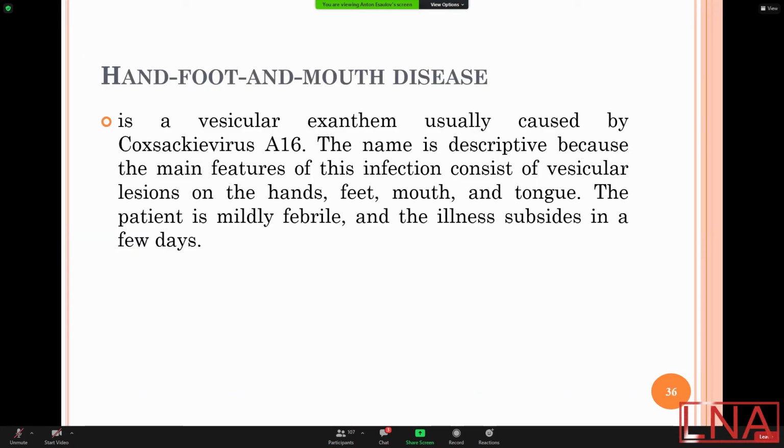Another example, hand, foot and mouth disease is a vesicular exanthem usually caused by Coxsackie A16 serotype. The name is descriptive because the main features of this infection consist of vesicular lesions of the hands, feet, mouth, and tongue. The patient is mildly febrile and the illness subsides in a few days.